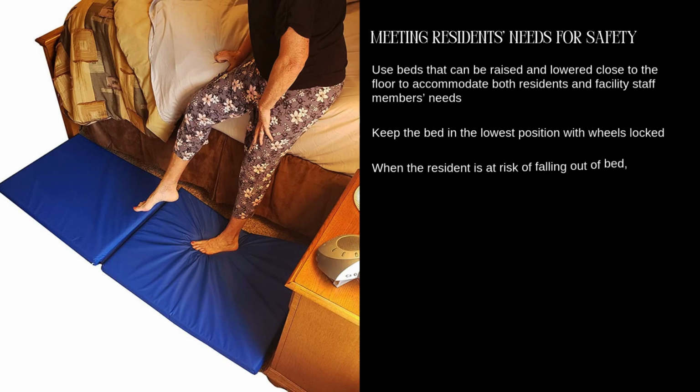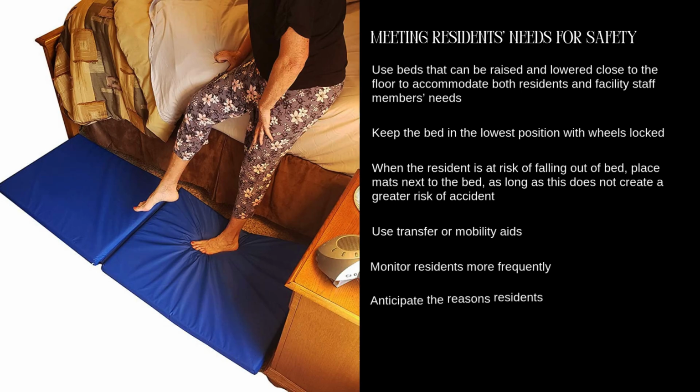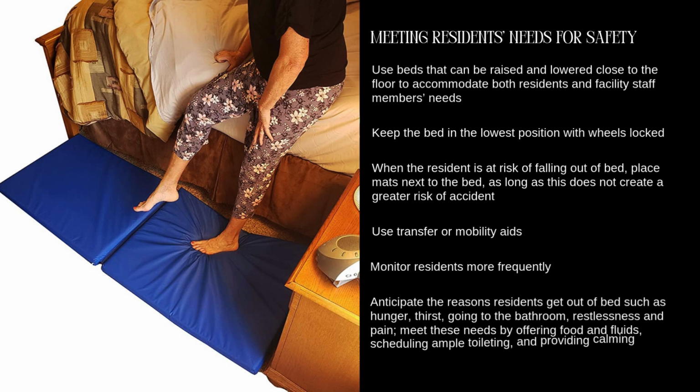When the resident is at risk of falling out of bed, place mats next to the bed, as long as this does not create a greater risk of accident. Use transfer or mobility aids. Monitor residents more frequently. AFC providers can anticipate the reasons residents get out of bed, such as hunger, thirst, going to the bathroom, restlessness and pain. Meet these needs by offering food and fluids, scheduling ample toileting, and providing calming interventions and pain relief.